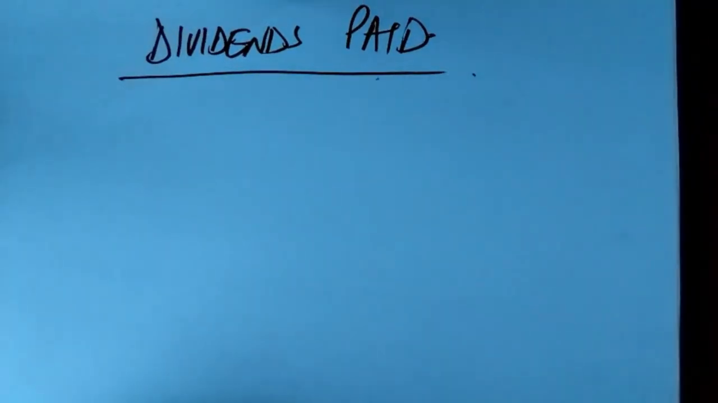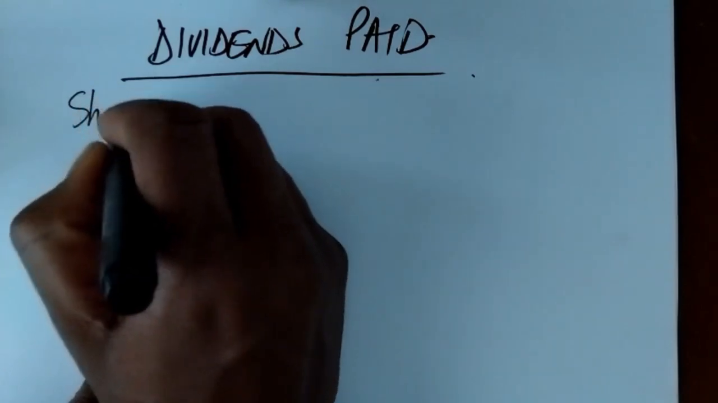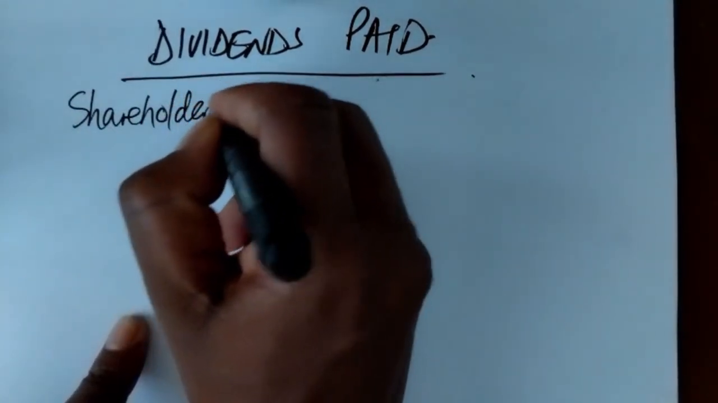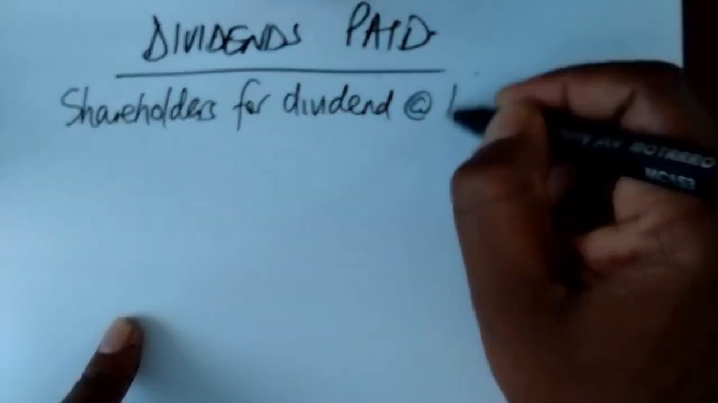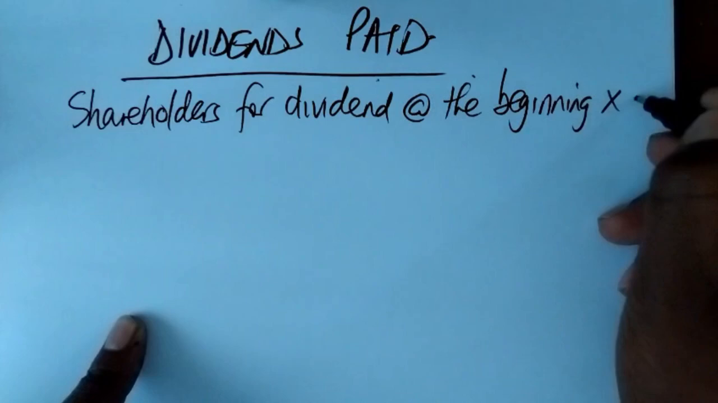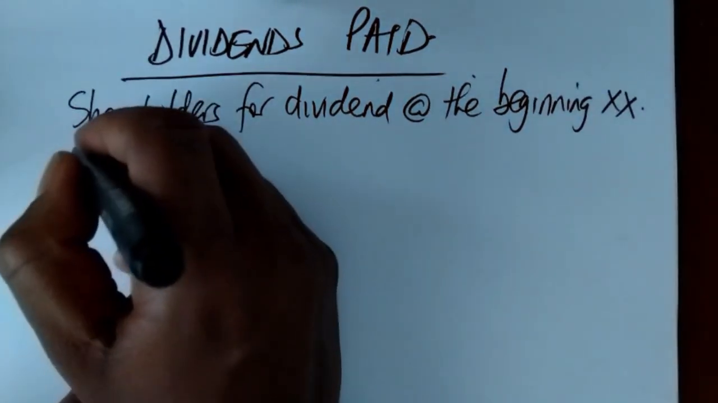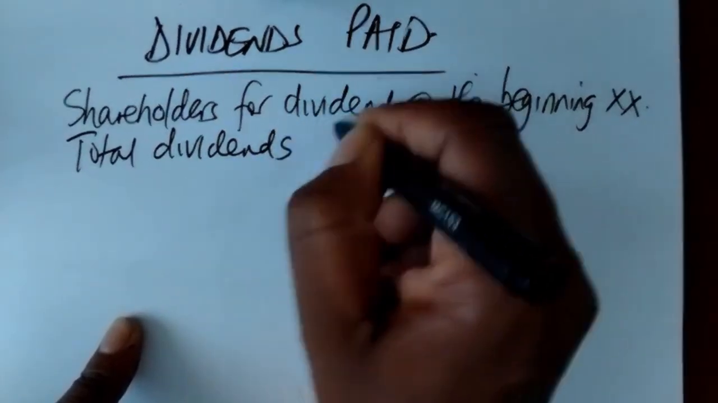the basic formula there is to say, I'm going to give you two ways of calculating dividend paid. Depending on the information that is provided, if all the information is given, you can choose the easier one for you to remember. So method number one is where you say shareholders for dividend at the beginning. Okay, like that. And then you're going to say total dividends for the year.